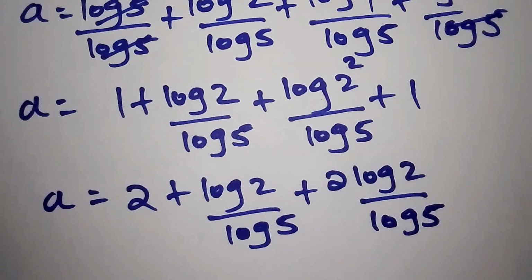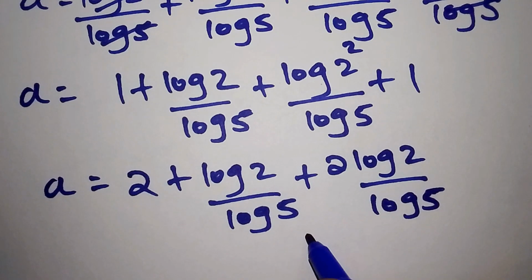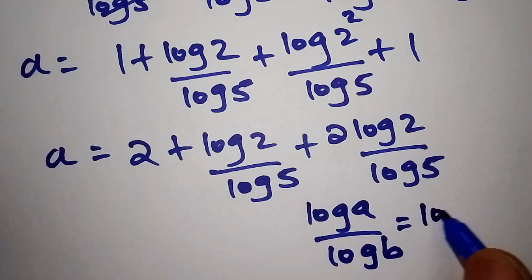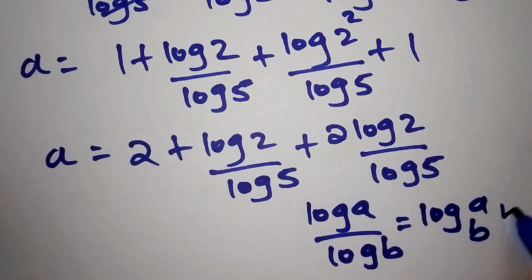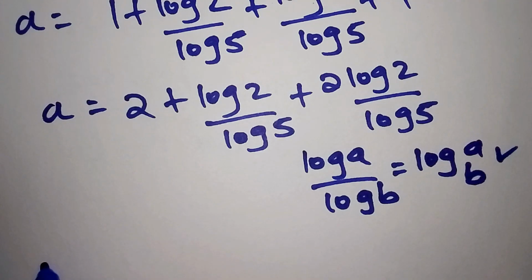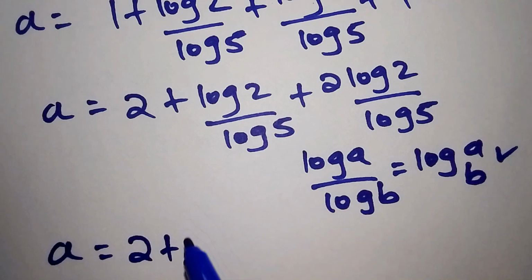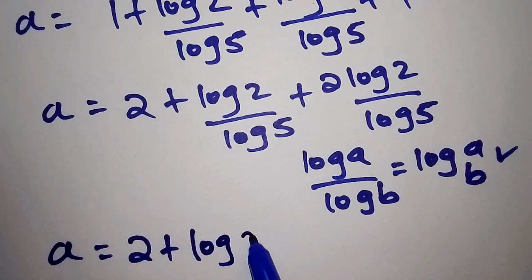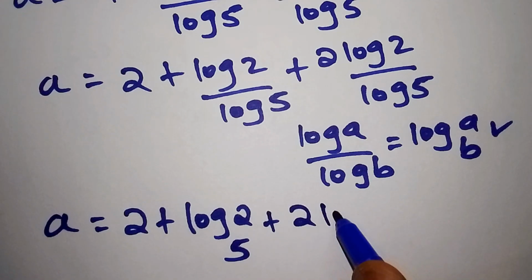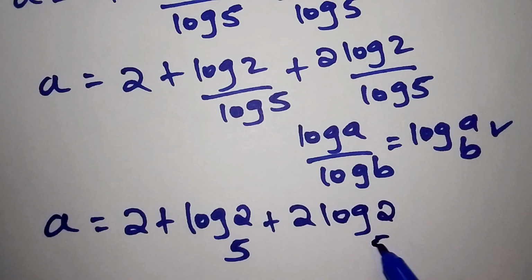So assuming that we have, for example, the log of a all over the log of b, according to the law of logarithms, here now we shall have the log of a to the base of b. So now our final answer for this one shall be: the value of a is equal to 2 plus the log of 2 to the base of 5, then plus 2 times the log of 2 to the base of 5.